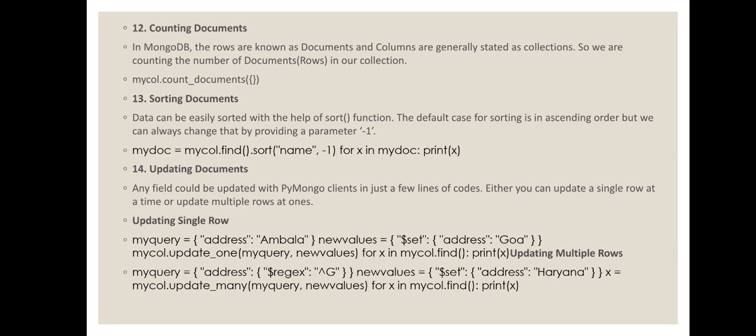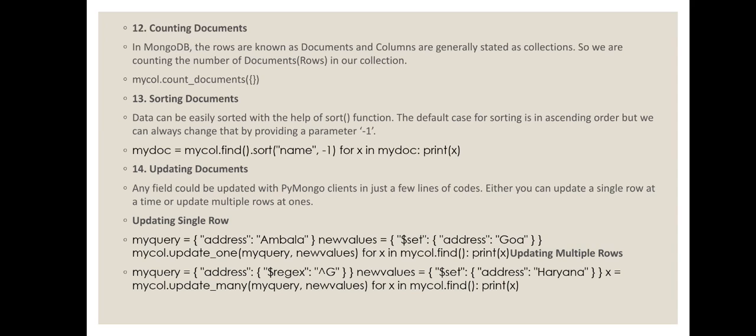Twelfth, counting documents. In MongoDB, the rows are known as documents and the tables are generally called collections. So, we are counting the number of documents in our collections. Thirteenth, sorting documents. Data can be easily sorted with the help of the sort() function. The default for sorting is ascending order, but we can always change that by providing the parameter -1.